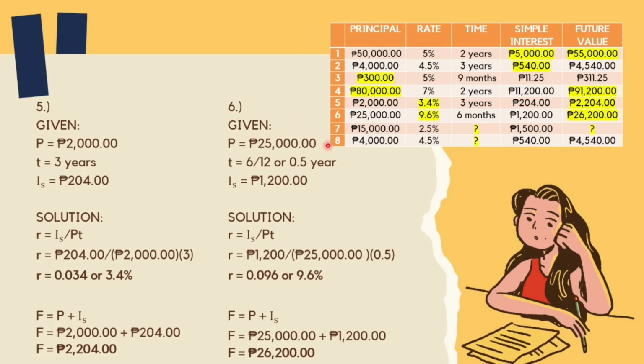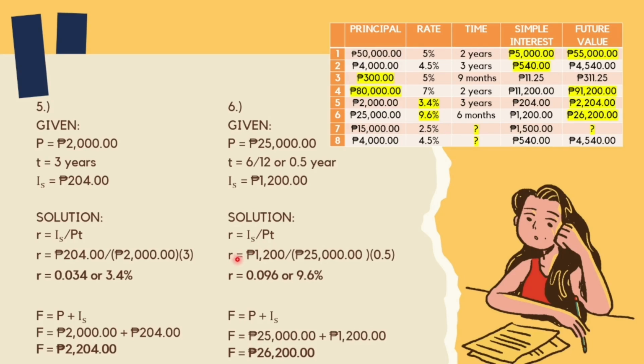We have the following given. Given P, or principal, is 25,000 pesos. Given time is 6 months, or 6/12 of a year, or 0.5 of a year. And the given IS, or simple interest, is equal to 1,200 pesos. So we have here the solutions, or how we will solve this. The rate is equal to simple interest over the product of principal and time.